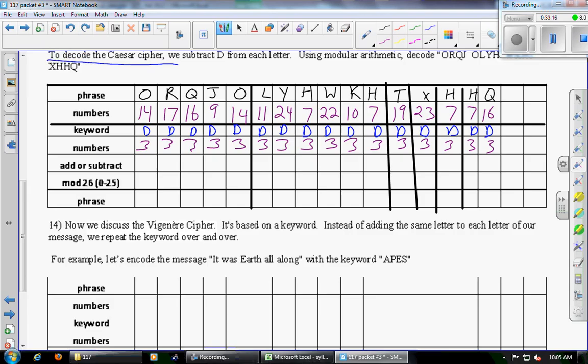We're going to do the same thing here because this is the Caesar cipher. That is a very specific meaning. You add three letters every time. So still the keyword is all D's, and I'll put it in blue because it's blue up there, only because this is the Caesar cipher. It's very particular.